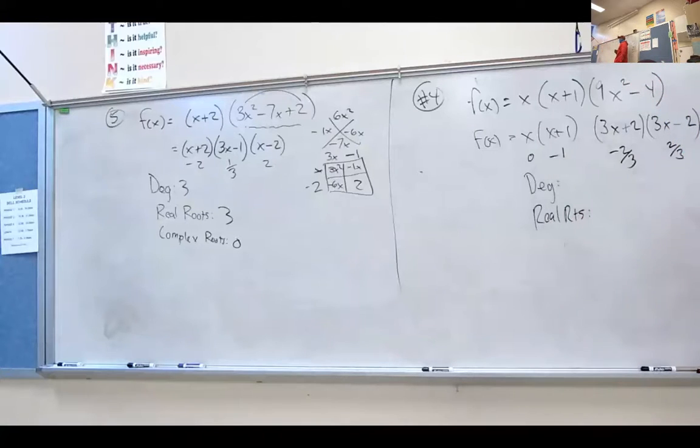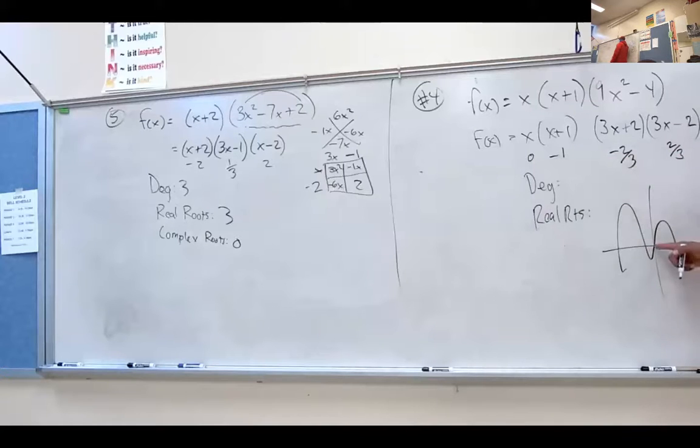How many real roots? 4. All of those are roots. Those are all x-intercepts. So this graph goes through there, right? 1, 2, 3, 4, crosses 4 times.